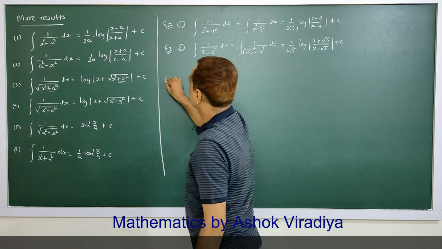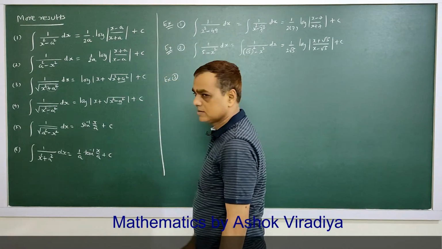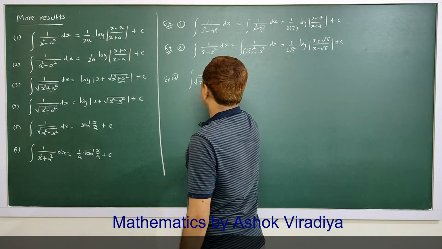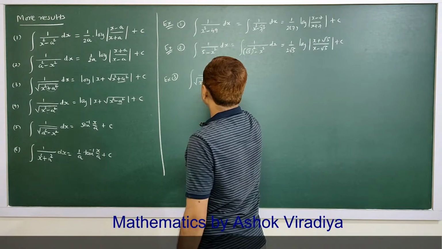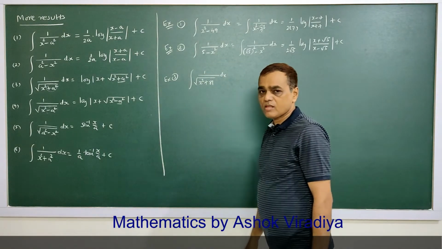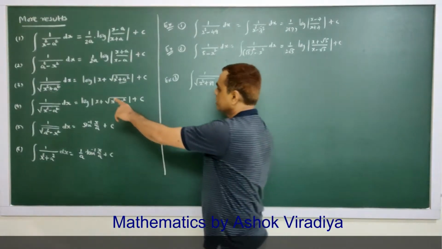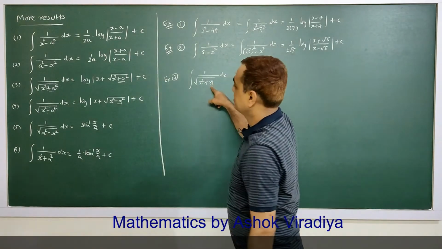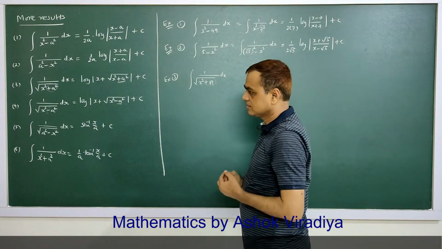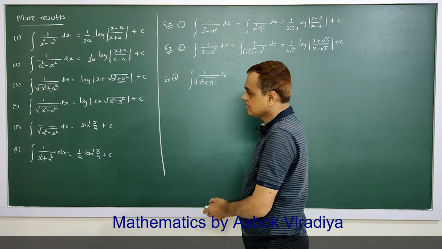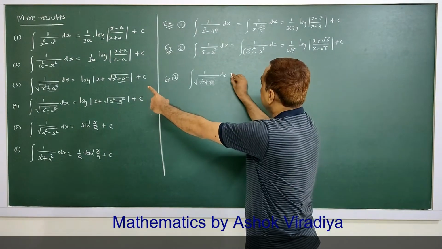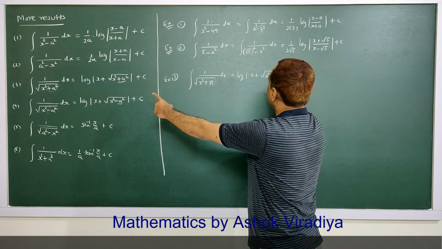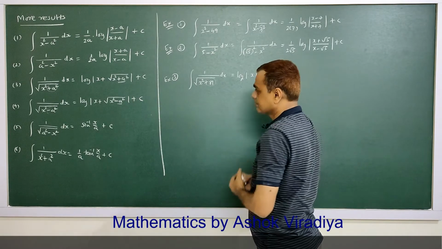Then third example, suppose 1 upon root x square plus 81. You can match with this result, x square plus a square. This is a square, keep as it is. It is 9 square. Now by this formula, it is equal to log mod x plus root x square plus 9 square plus c.